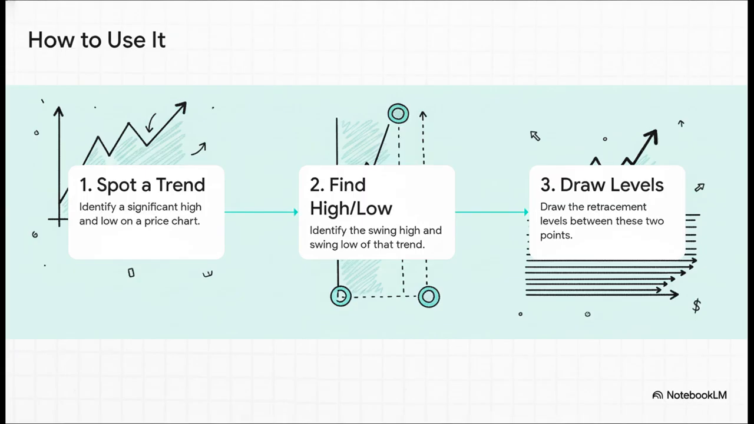And actually using it is surprisingly simple. It's really just a three-step deal. First, you got to spot a clear trend on the chart. Then you find the very top and the very bottom of that move. Traders call this the swing high and swing low. And finally, you just use the tool to connect those two points, and boom, your software draws all the important levels for you. Super easy.